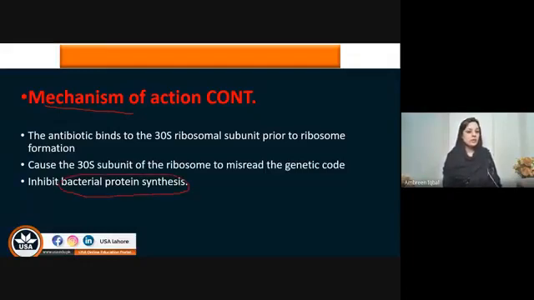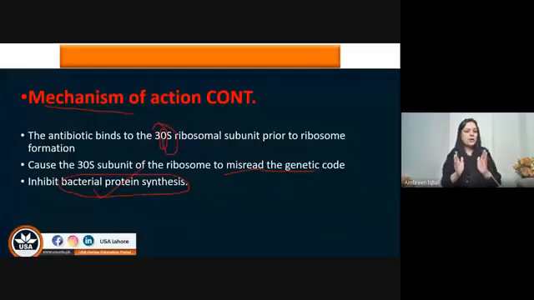They inhibit the bacterial protein synthesis by binding with the 30S ribosomal unit. And by binding the 30S ribosomal unit, they misread the genetic code. And when they misread the genetic code, they are not able to produce proteins for the bacteria. What is the mechanism of action? After crossing the cell membrane, they bind to the 30S ribosomal unit. After binding, it misreads the genetic code, and when it misreads the genetic code, it inhibits the bacterial protein synthesis.